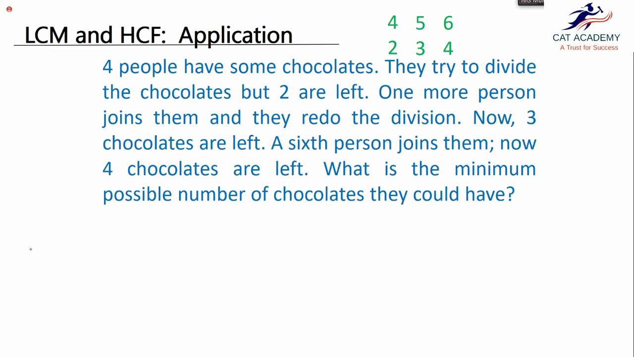The difference between number of people and the chocolates left over is always 2. 4 minus 2 is 2, 5 minus 3 is 2, 6 minus 4 is 2. Difference between number of people and chocolates left over is constant. How do I make use of this fact?